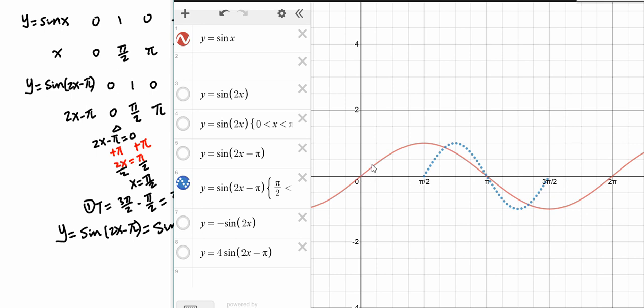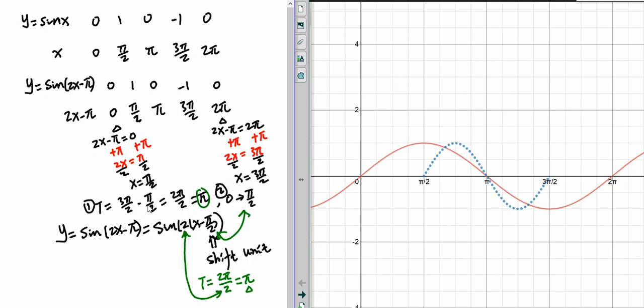So basically this one period from 0 to 2 pi comes to be pi over 2 to 3 pi over 2. Okay, what does this mean? It means previously one period went from 0 to 2 pi, now it only goes from pi over 2 to 3 pi over 2. What's the distance? Pi over 2 to 3 pi over 2.